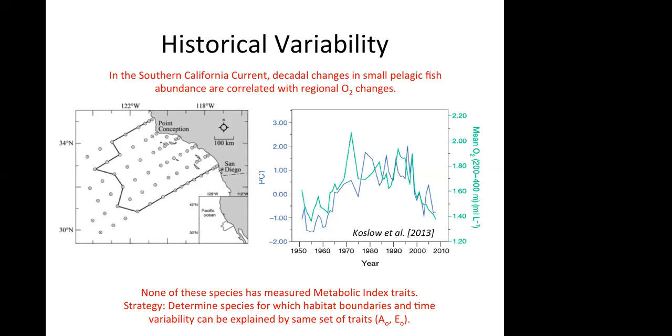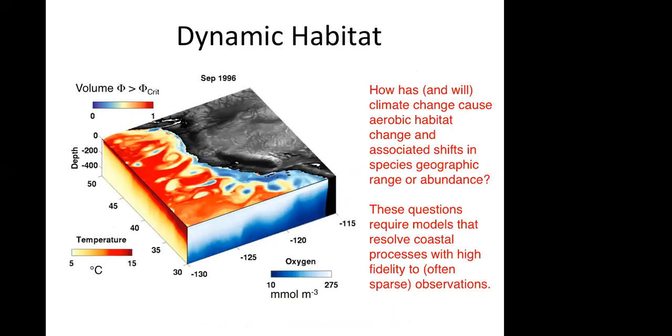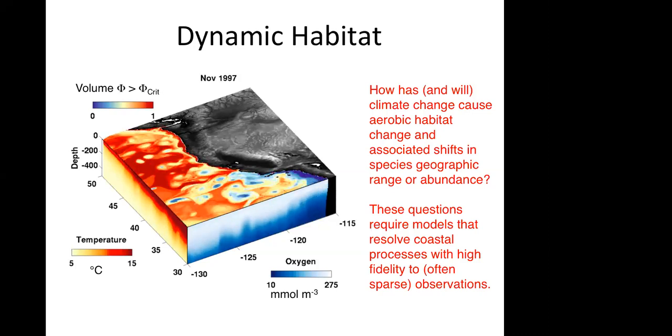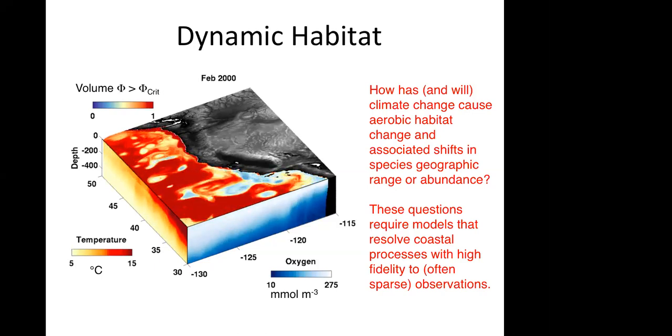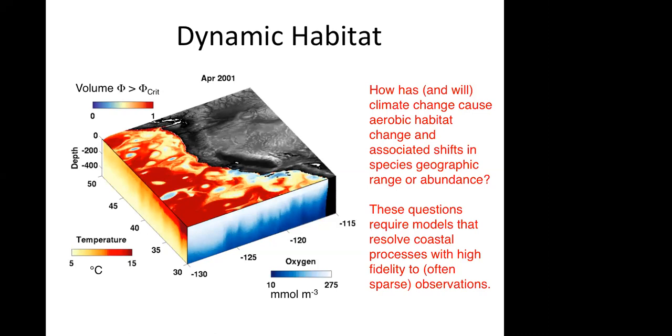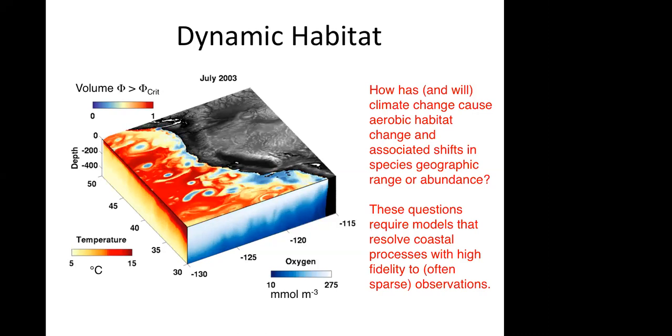And if we can find species for which we can explain both their distribution and their time variability with a single set of traits, that will form the basis for a strong hypothesis that aerobic habitat is a key determinant of their geographic range and its variability. Of course, geographic range and the environmental determinants of it, the habitat for aerobic viability, are both very dynamic quantities. And so this is where we probably could not do this without the underlying model data.